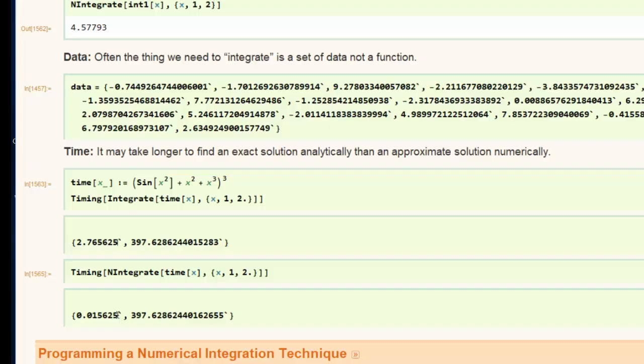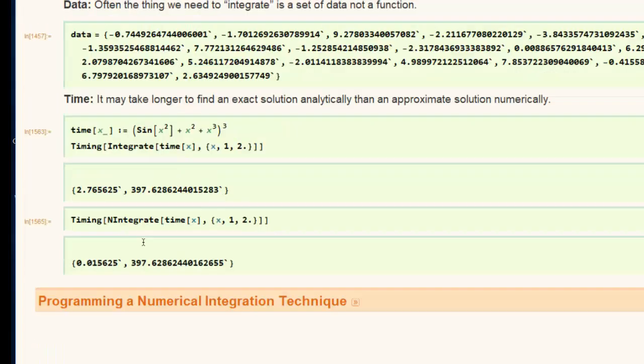Now that might not seem like a long time to you, but in a real life problem, for an advanced method, I might have to integrate something 10,000 times, or integrate a function over 10,000 different intervals, and so that 2.7 seconds can certainly add up. Alright, so now we know the why. Now let's see if we can actually write a program to do numerical integration.